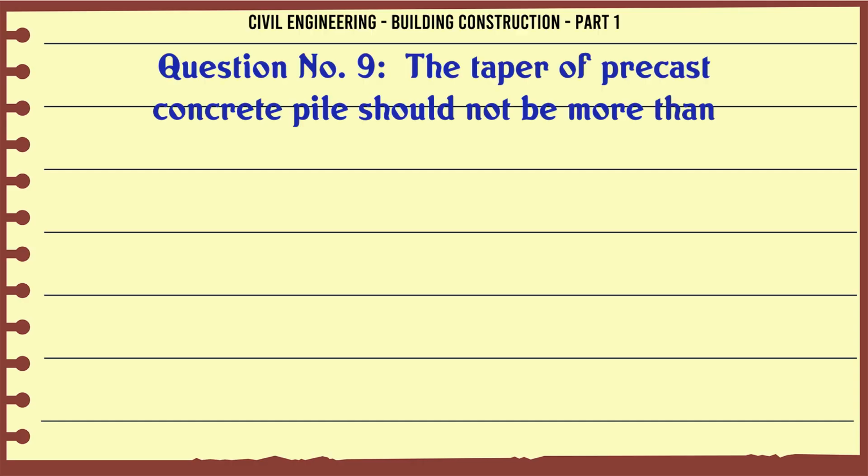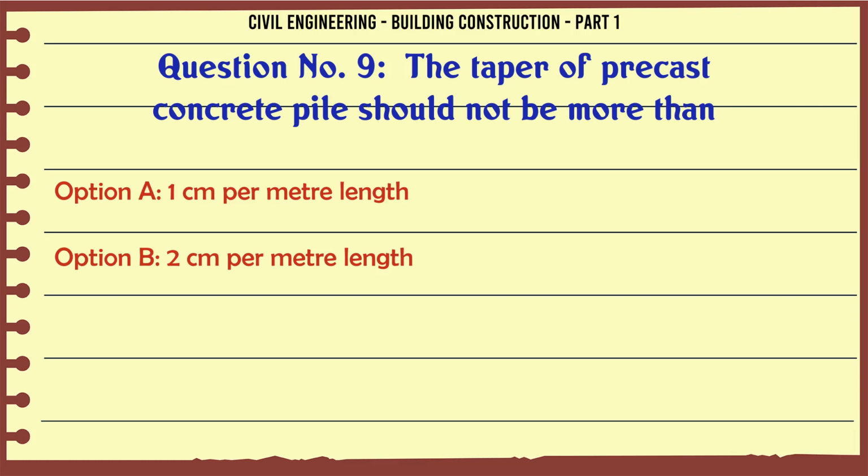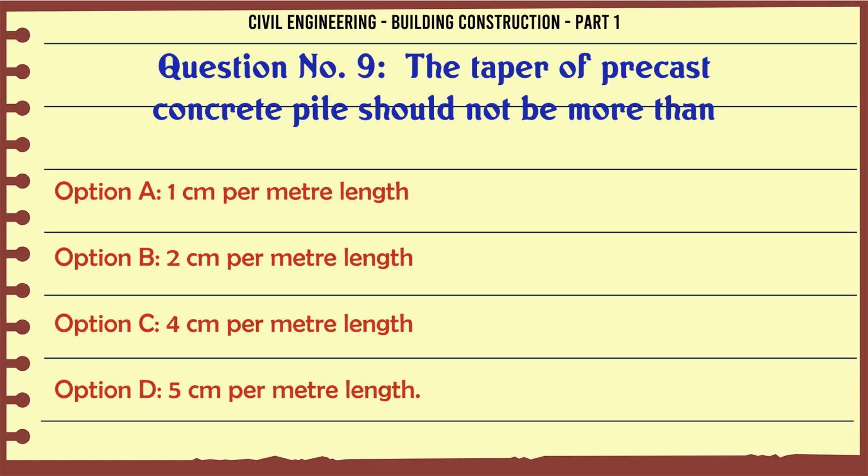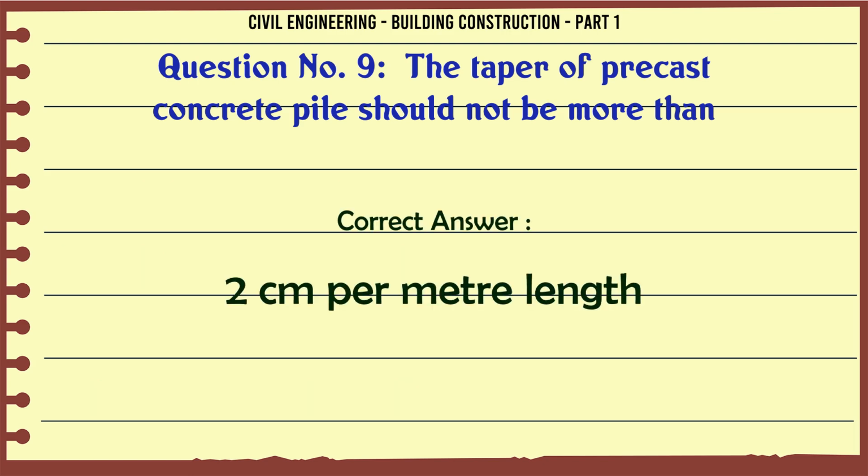The taper of precast concrete pile should not be more than A. 1 cm per meter length. B. 2 cm per meter length. C. 4 cm per meter length. D. 5 cm per meter length. The correct answer is 2 cm per meter length.